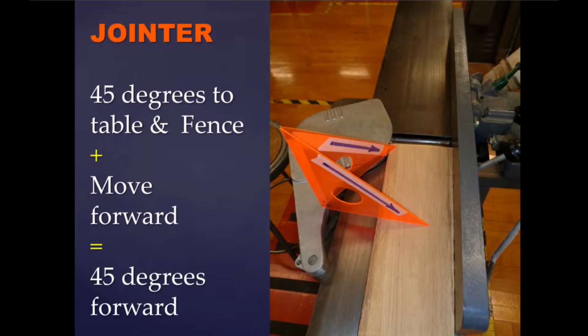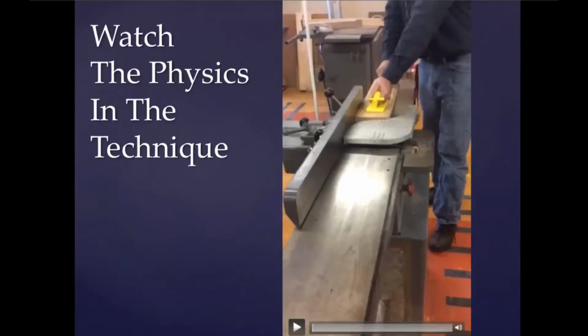Well, the angle of attack is 45 degrees, pressing it down to the corner between the table and the fence. And then I have to move it forward at the same time, another 45 degrees towards the fence and moving it forward. And it must be smooth and consistent. Let's see how we handle that in the next. So let's see how it's done.